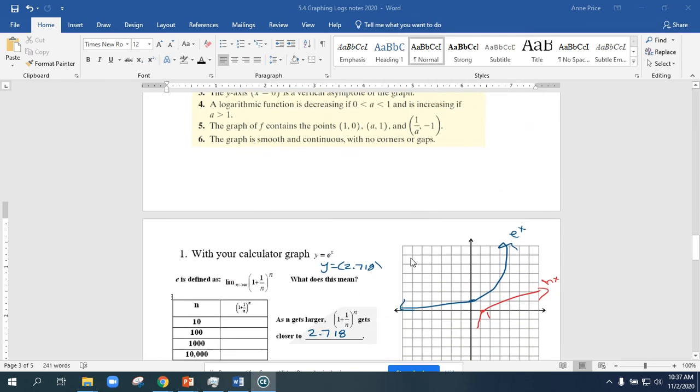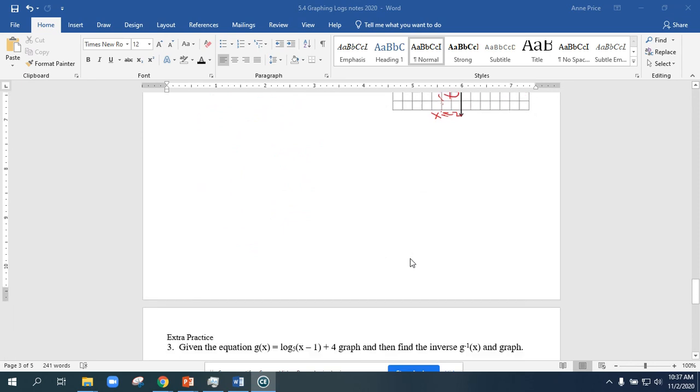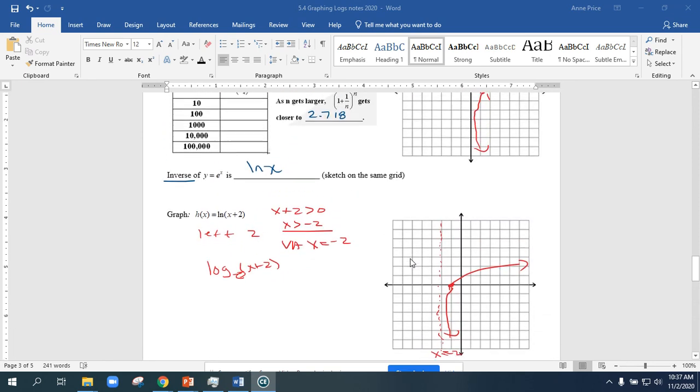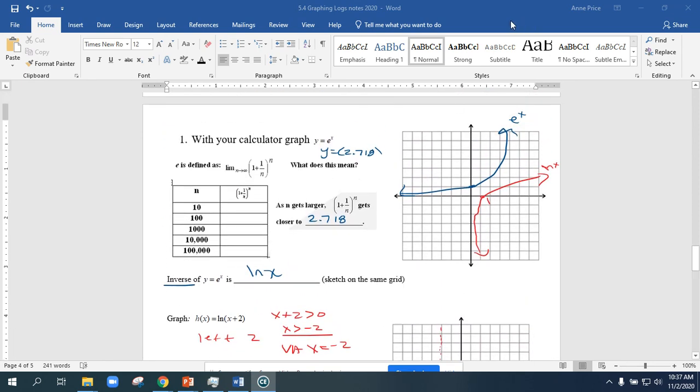Okay, I hope that helps. Again, please reach out with questions and concerns, and that is graphing of exponential functions and a little bit of e as we move into our properties of logs as we move forward.